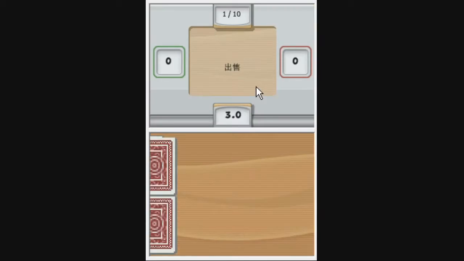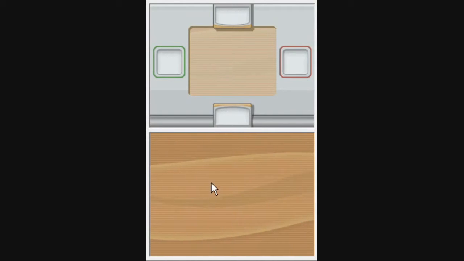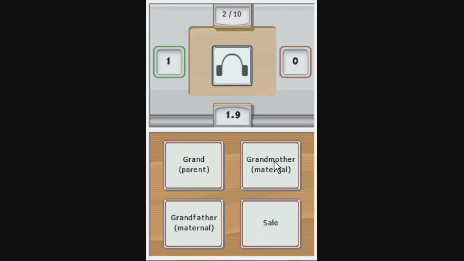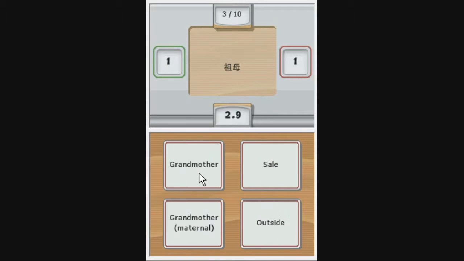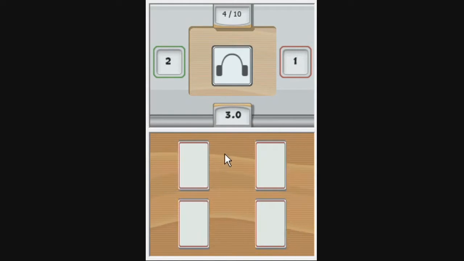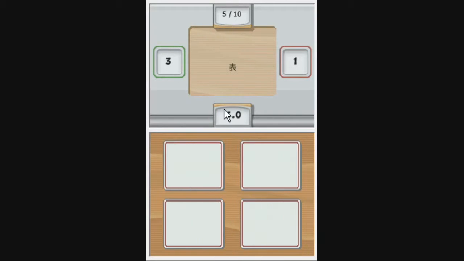祖. Grandparent. Yay! Perfect score. 出售. Sale. 祖. I forgot. It's grandparent. 祖母. Grandmother. 祖 is grand. It makes sense. Why is outside. 表.